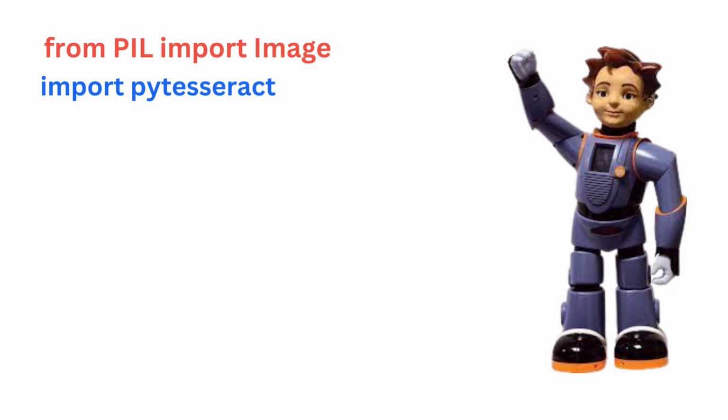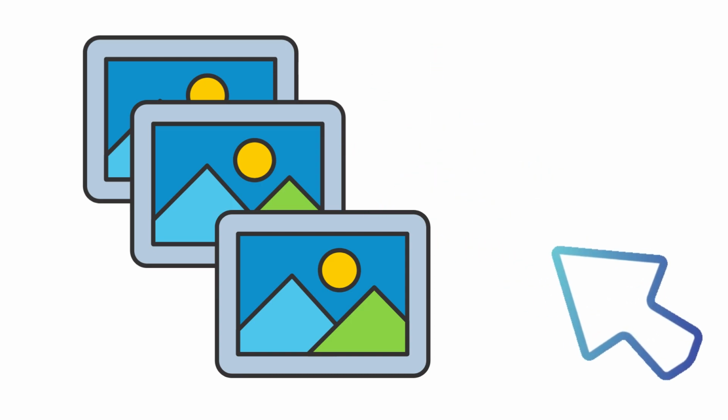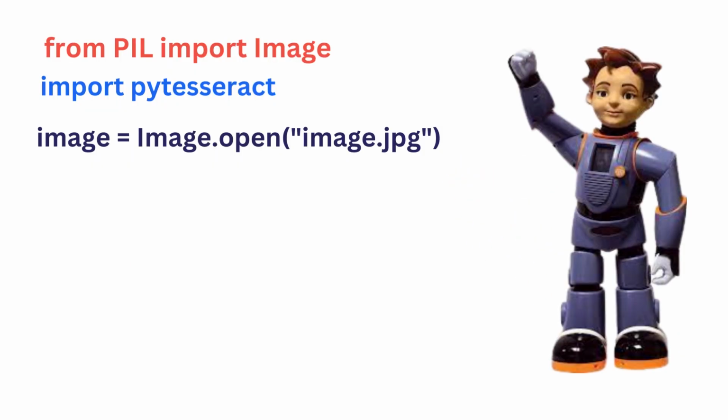Step 3. Opening the image. Now we will open the image using the PIL library. Type in the following code, replacing image.jpg with the name of your image file. image = Image.open('image.jpg').